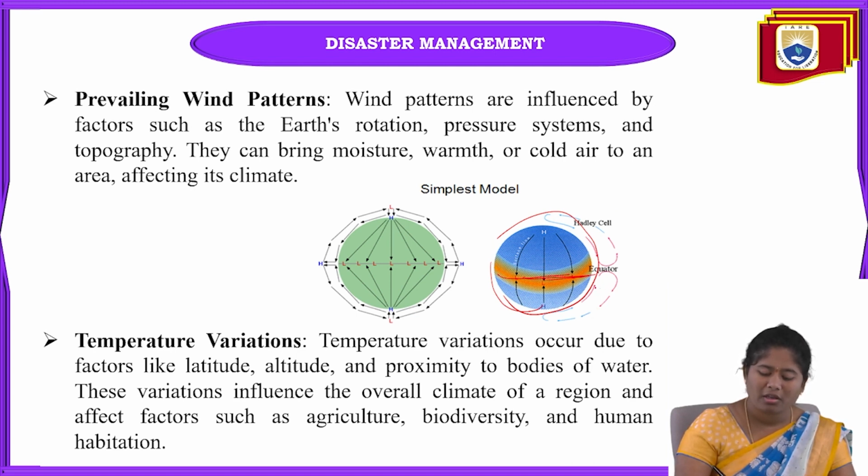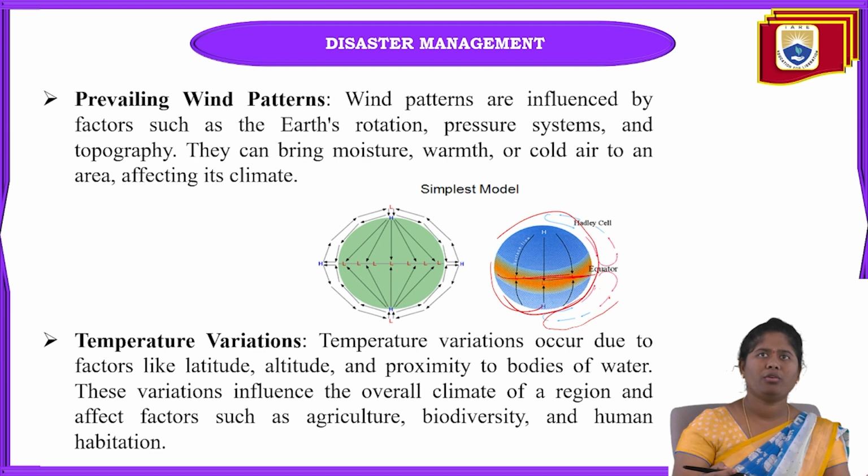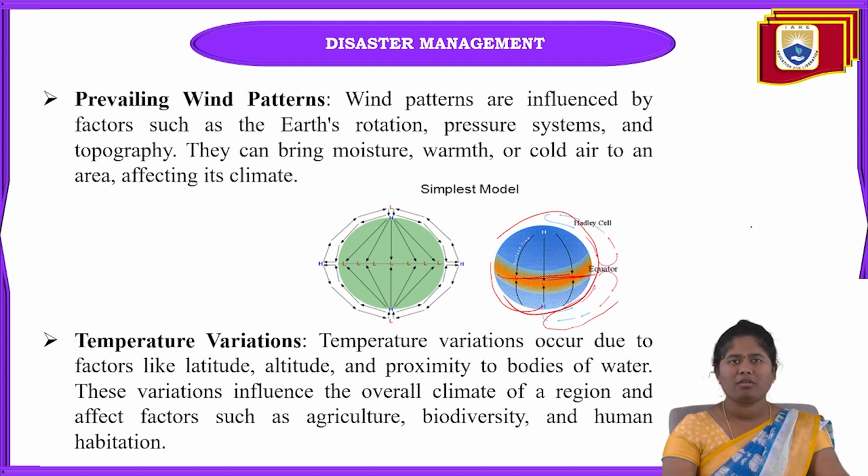And when the wind happens, it automatically changes its direction due to the pressure systems, earth rotation, and also topography. Mainly these wind patterns are influenced by the earth's rotation, pressure systems, and topography. Means how topography affects these wind patterns, and how that will change the climatic conditions. Because of this change in the direction of winds, there will be changes in moisture, and warm or cold air can be seen in some areas.